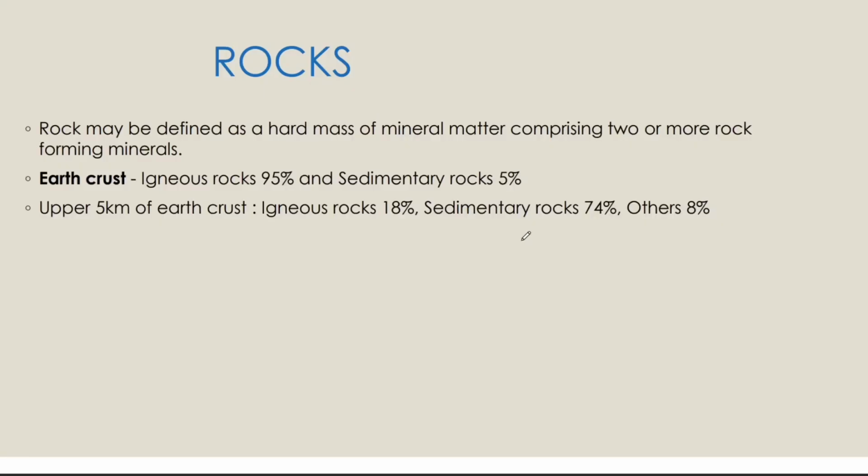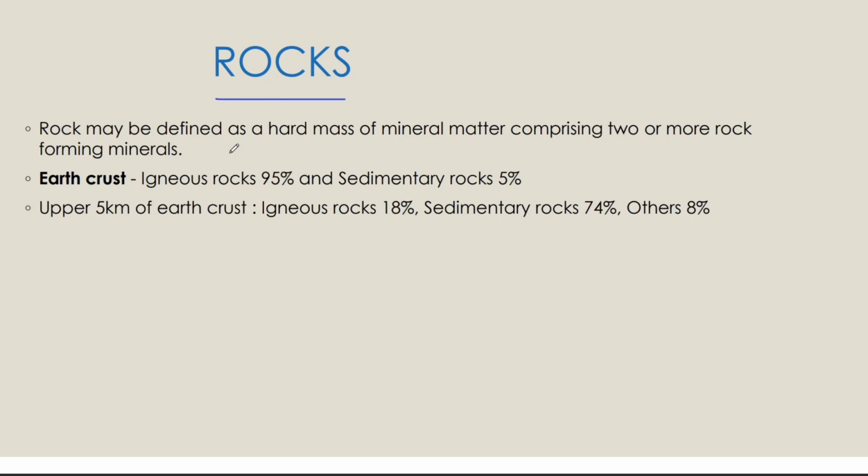So we are starting the second lecture of the Fundamentals of Soil Science course. In this part we will talk about rocks. Rocks may be defined as a hard mass of mineral matter comprising two or more rock-forming minerals. Mainly, a rock consists of two or more types of minerals, formed like a hard mass, present on the earth surface or maybe inside the earth.